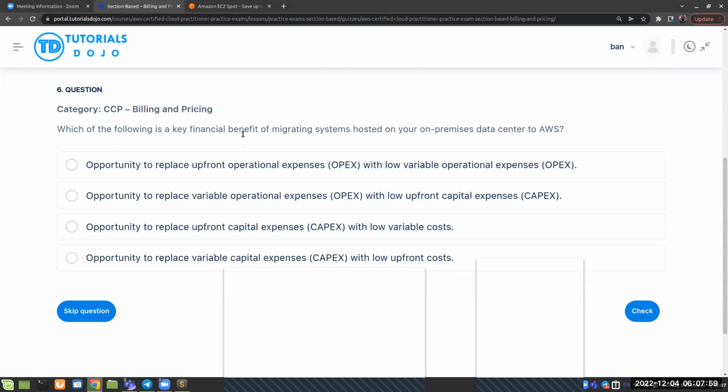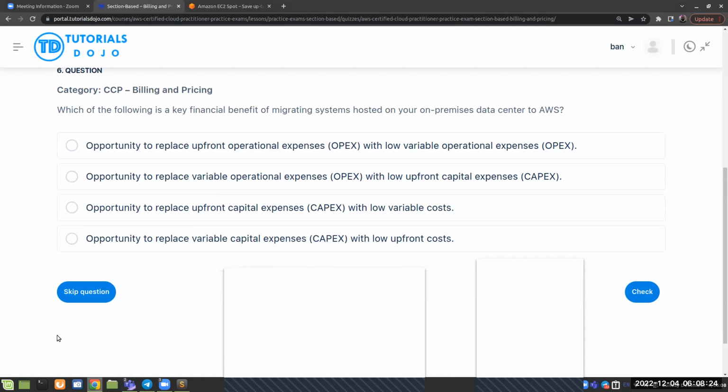Which of the following is a key financial benefit of migrating systems hosted on your on-premises data center to AWS? So what's the key point in that question? The key point is financial benefits when you're moving from on-premises to AWS. Okay, thank you. So you have the opportunity to replace upfront capital expenses with low variable costs. C. Okay, you pick C.